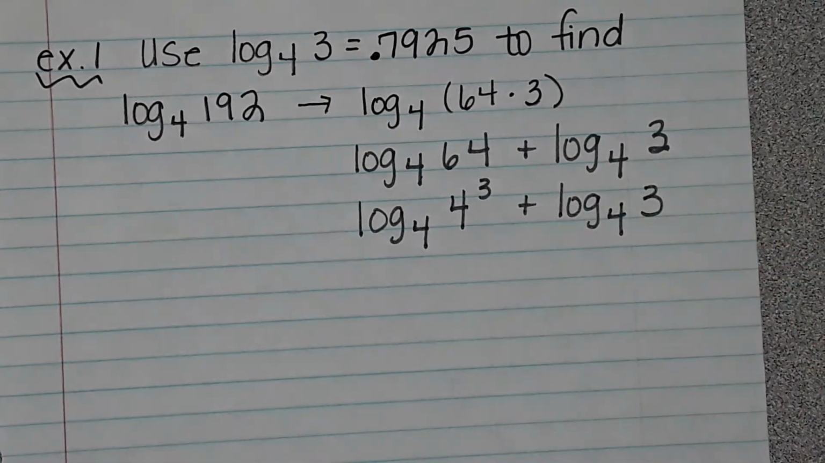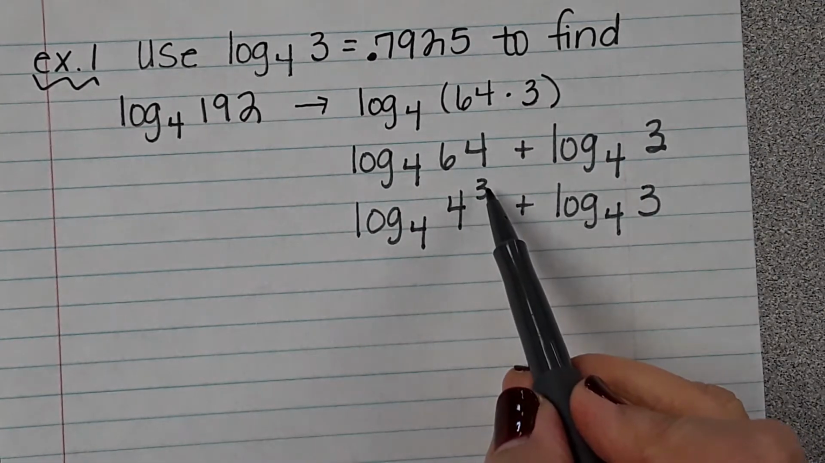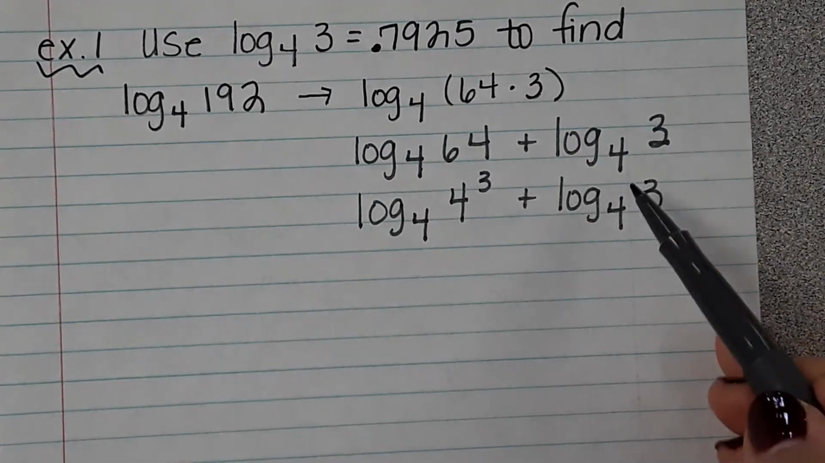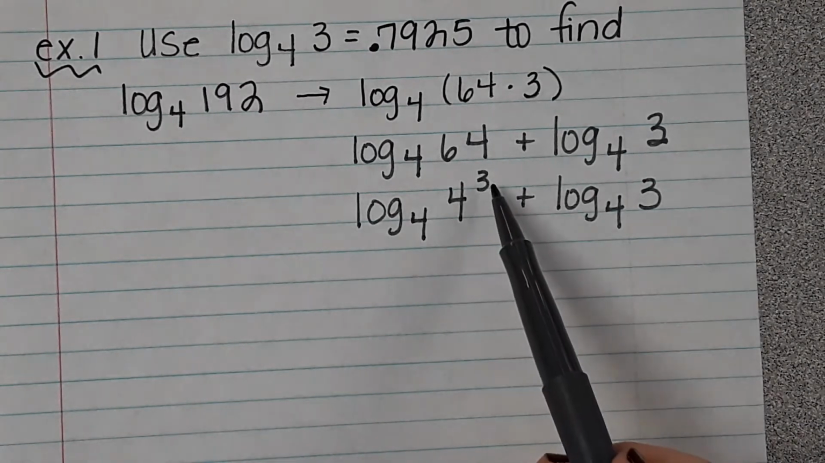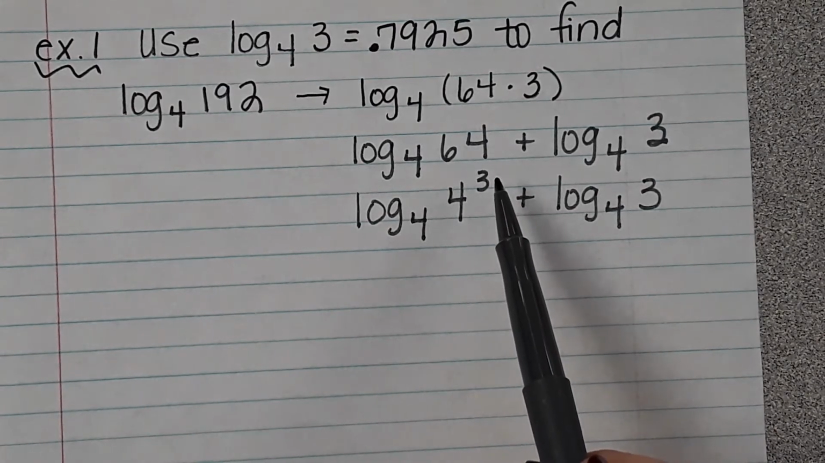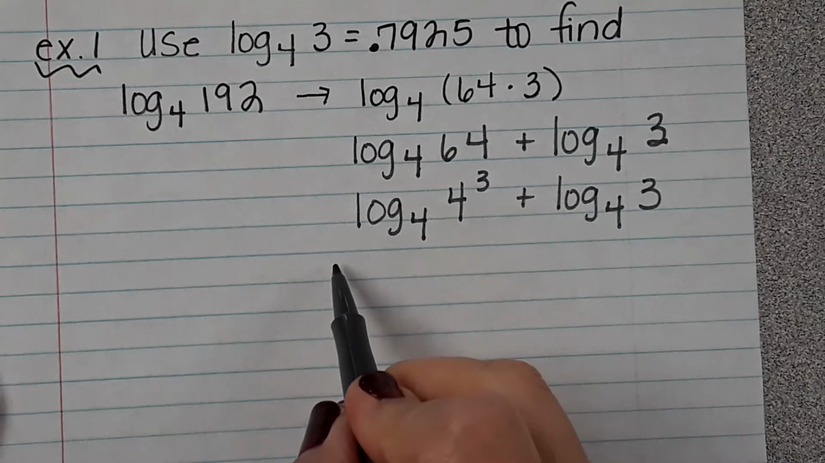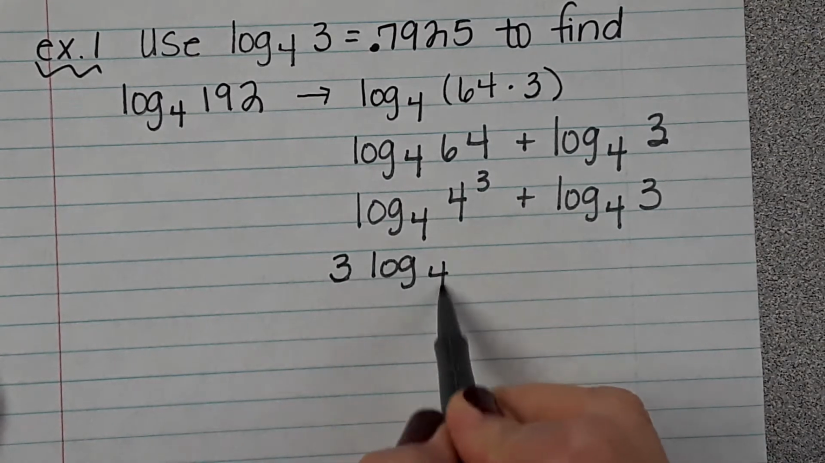Okay, what questions do you have right now? So I wrote 64 as 4 to the 3rd. And I just brought down log base 4 of 3. I don't want to get rid of any logs just yet until we get to the end. I don't like this exponent. What did we just learn about exponents? Where do the exponents go? In front of log.